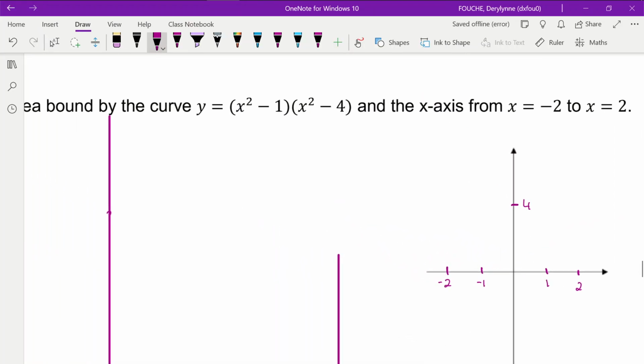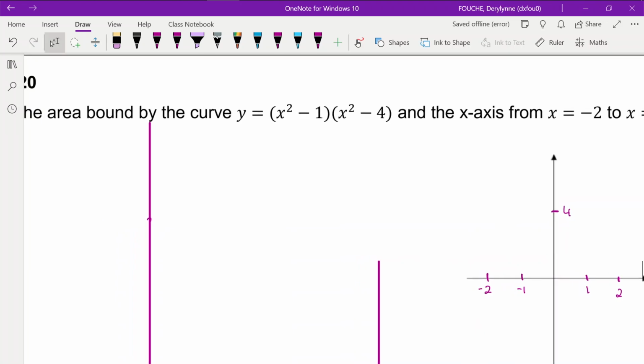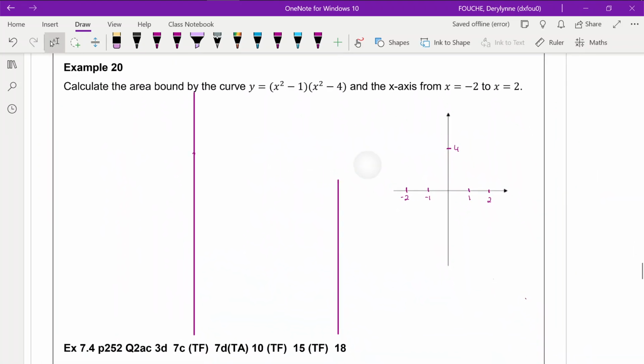Alright, now we're going to have a look at an area bound by the curve y equals (x squared take 1)(x squared take 4). It's going to be a bit squishy. Notice that I have given myself 3 columns. If you're not comfortable working in a squishy environment, do it in your book.